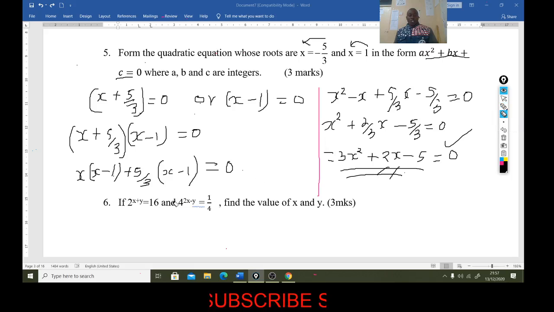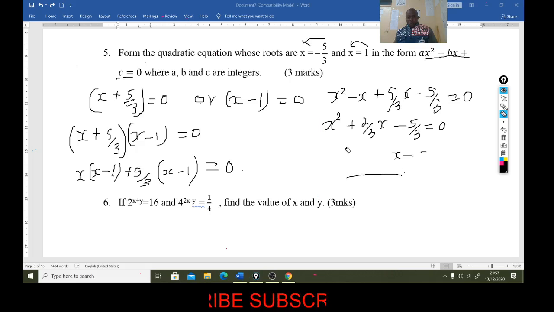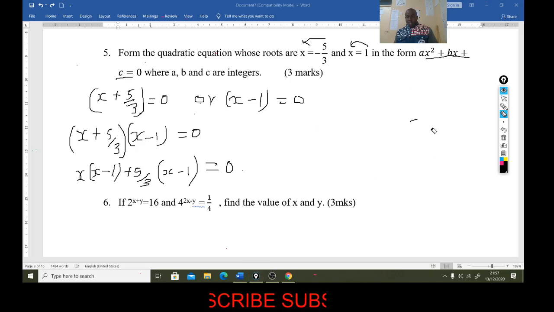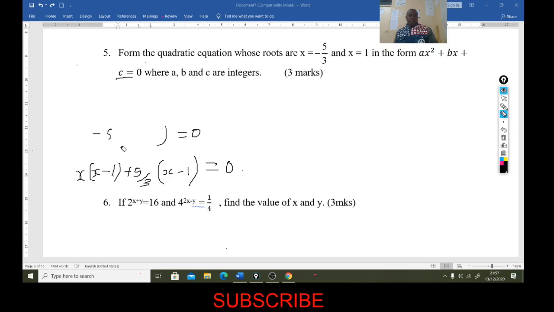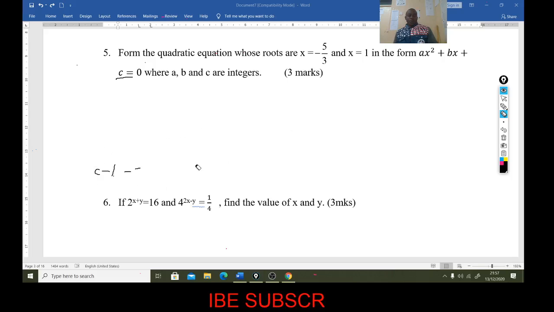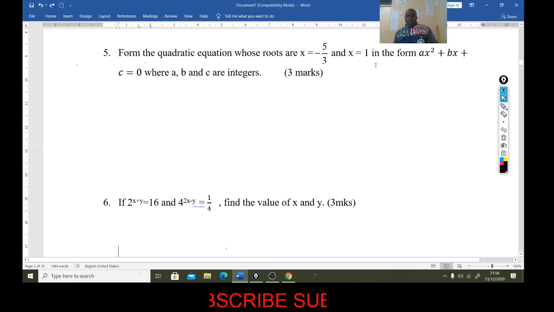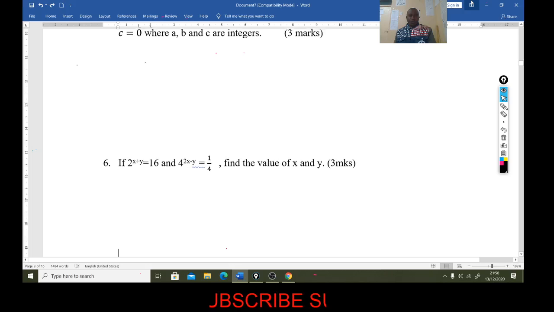I move to the next question, which is under what we call indices. You need to understand the topic indices for you to solve question number 6. Question number 6 is on indices. In such a scenario, you need to understand indices and how to write in index form.